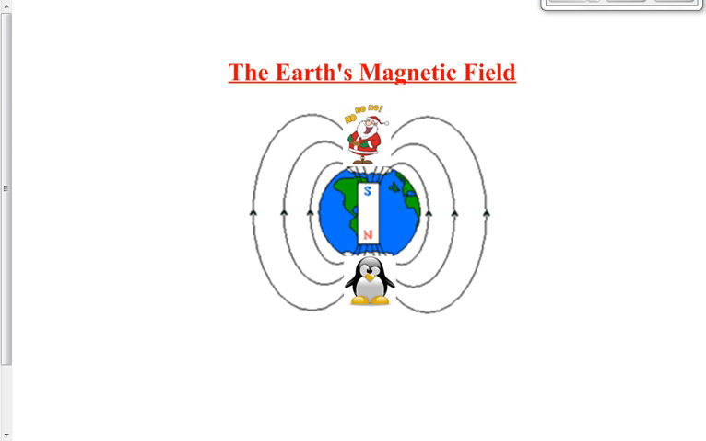And, of course, on the other end of the spectrum, down where the penguins live in Antarctica, we've got magnetic North Pole. We have geographic South, but we've got magnetic North Pole. Does that make sense?